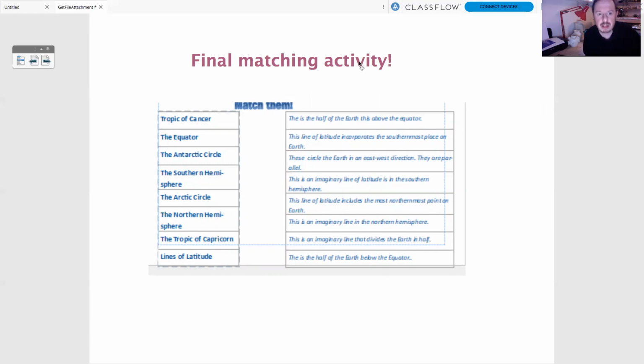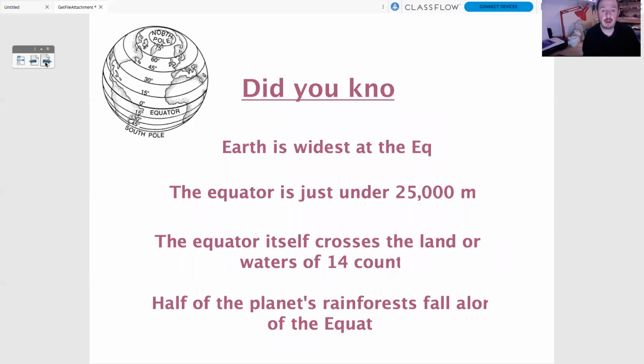And all of these labels have got meanings on the left-hand side. What I'd like you to do is try and match up the labels, the titles, with the meanings. So the Antarctic Circle and the equator, have a look and see which one matches. Okay, so that's really good, and that will take you through to the end of the session.